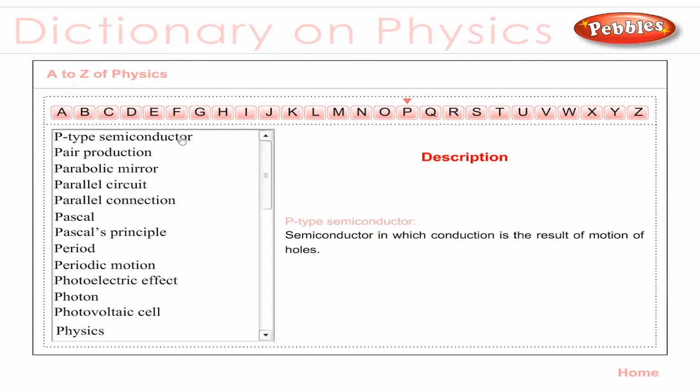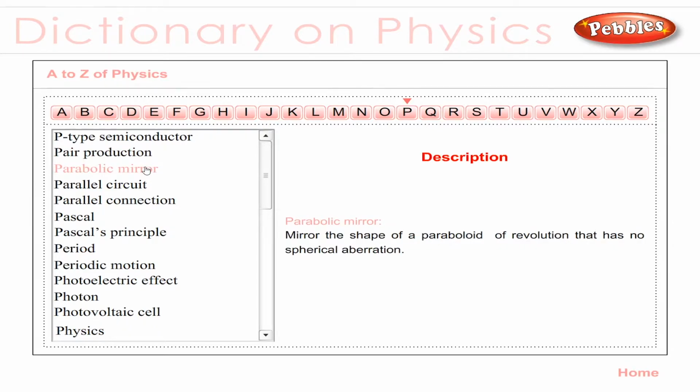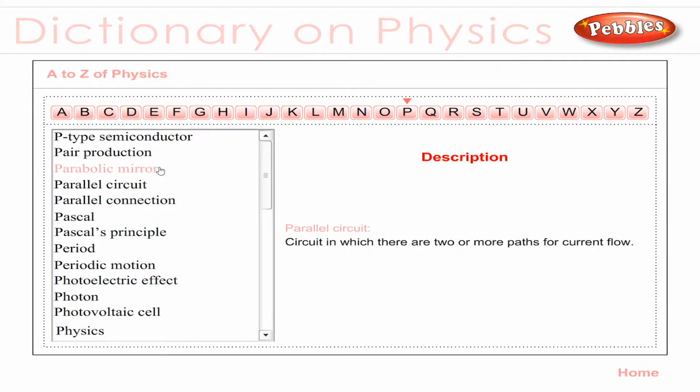P-type semiconductor. Semiconductor in which conduction is the result of motion of holes. Pair production. Formation of particle and antiparticle from gamma rays. Parabolic mirror. Mirror the shape of a paraboloid of revolution that has no spherical aberration. Parallel circuit. Circuit in which there are two or more paths for current flow.